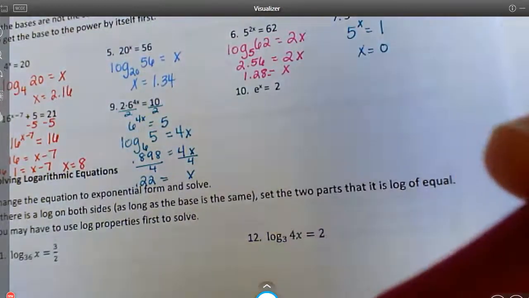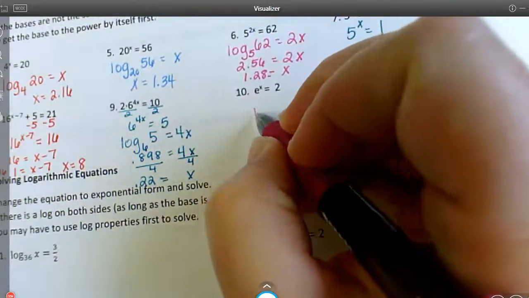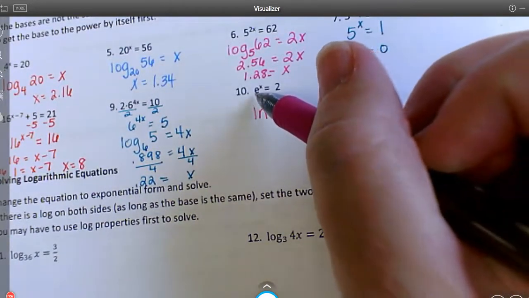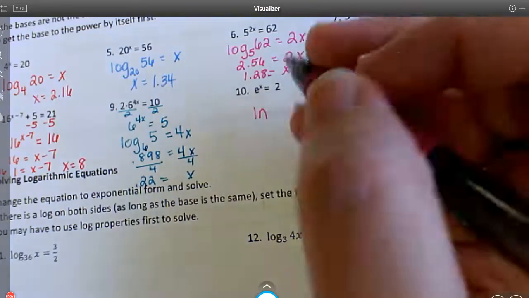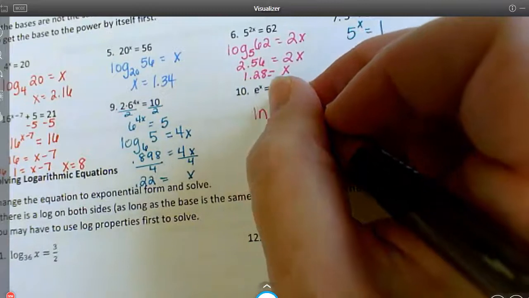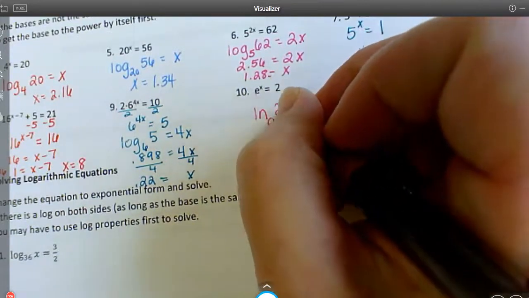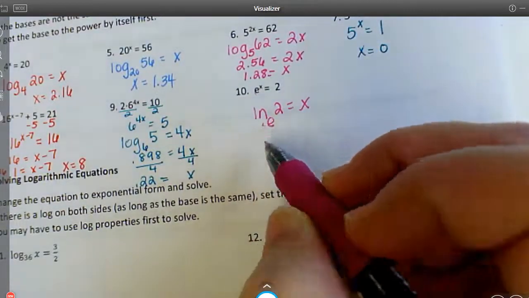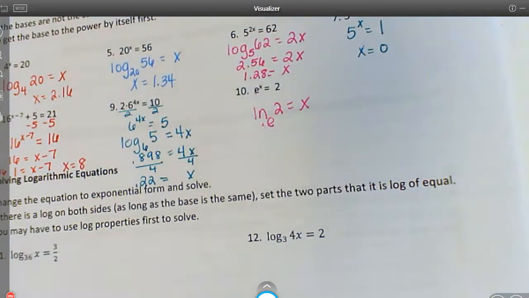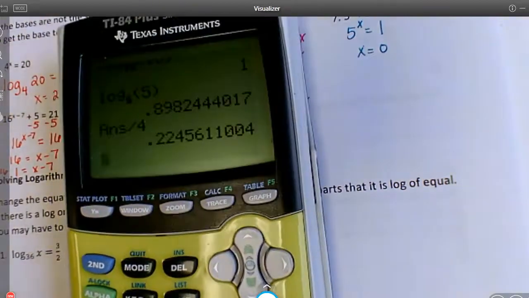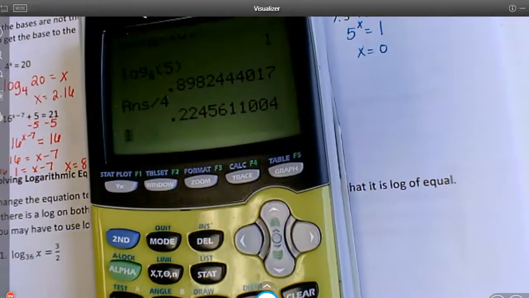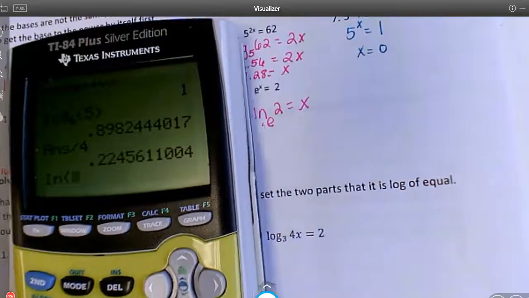What I mean, though, is that instead of writing a log, I can say natural log. What would be the base? e. Remember, always start with the number being raised to the power. And then e, and then it goes to the 2 and equals x. See, natural log base e of 2, that is what natural log is. I don't even have to type the e if I do that one in the calculator. I just press natural log, which is over here but underneath the log, and then I just press 2.